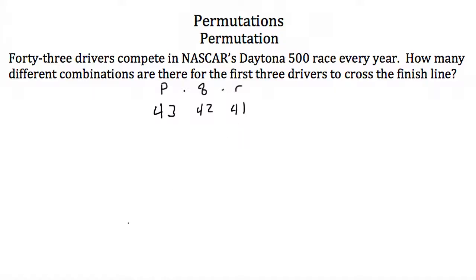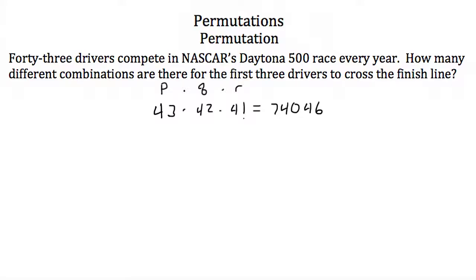Now, if we multiply all these together, that means there are 74,046 different ways that the 43 drivers can finish first, second, and third, providing that every driver had an equal chance to finish first, second, or third. So here's an example of a permutation that doesn't use every driver or every possible situation, because we're not worried about who's finishing 42nd or 41st place.